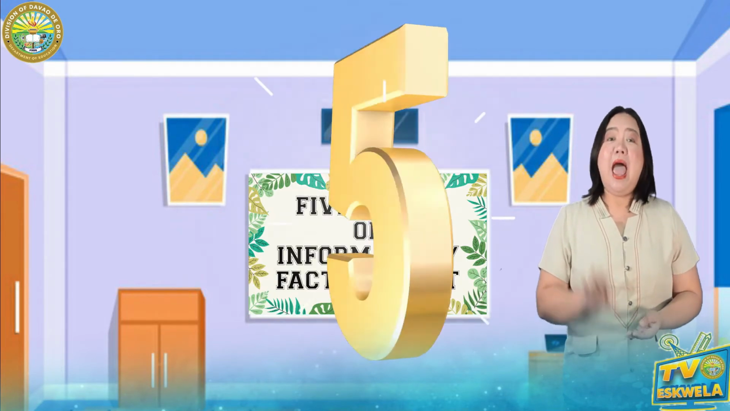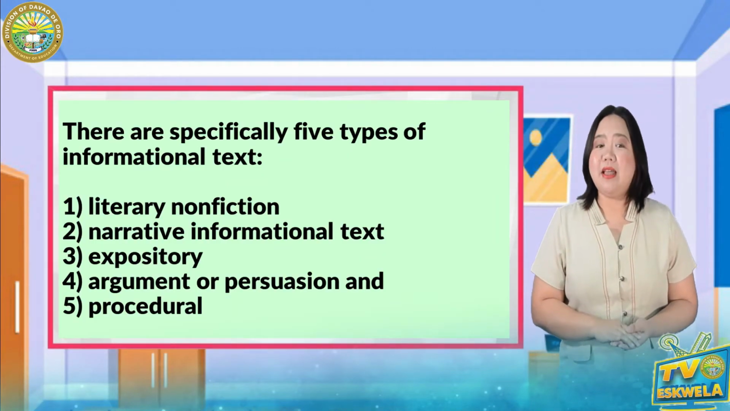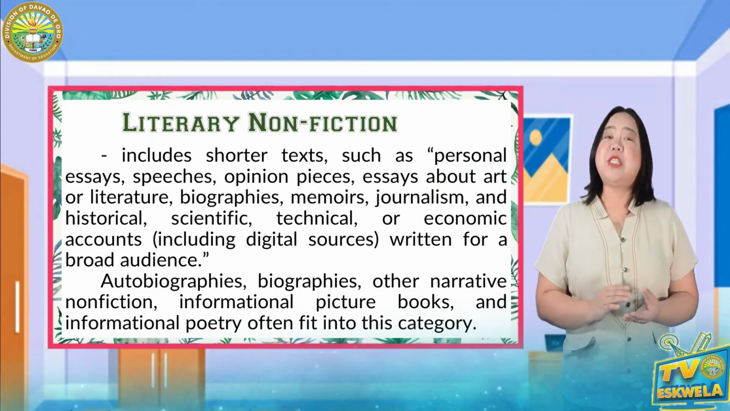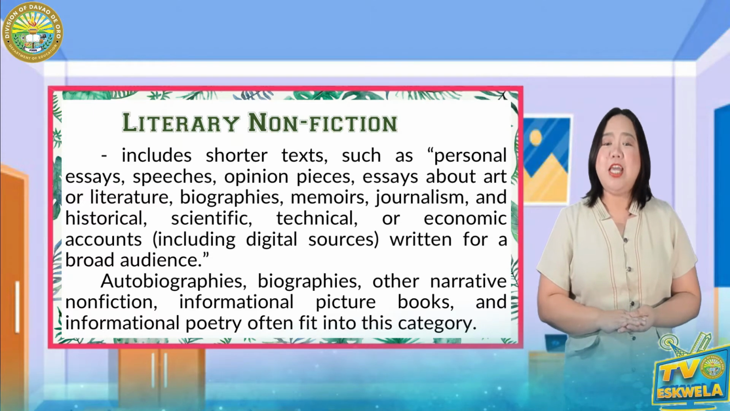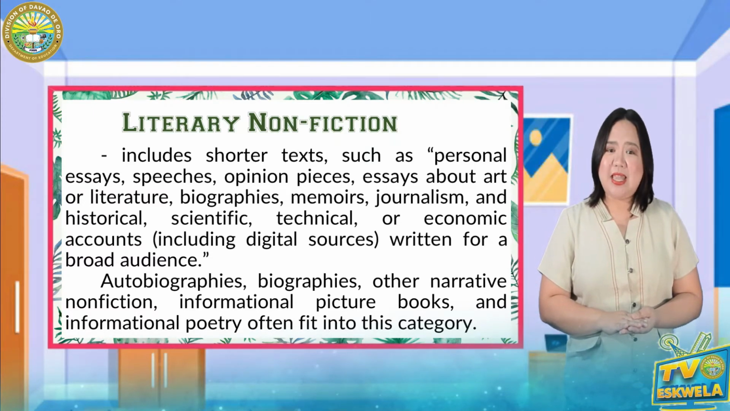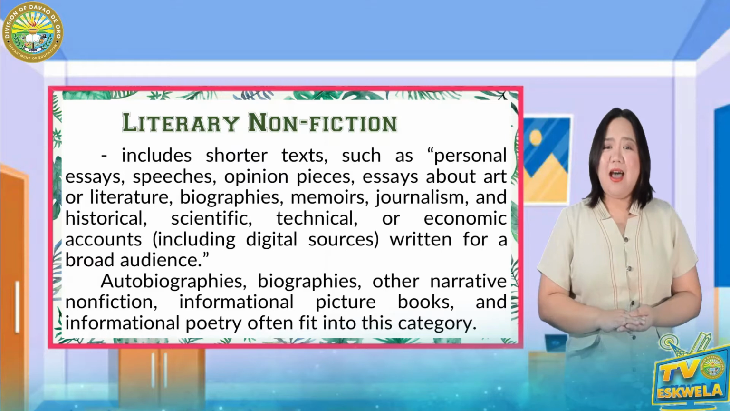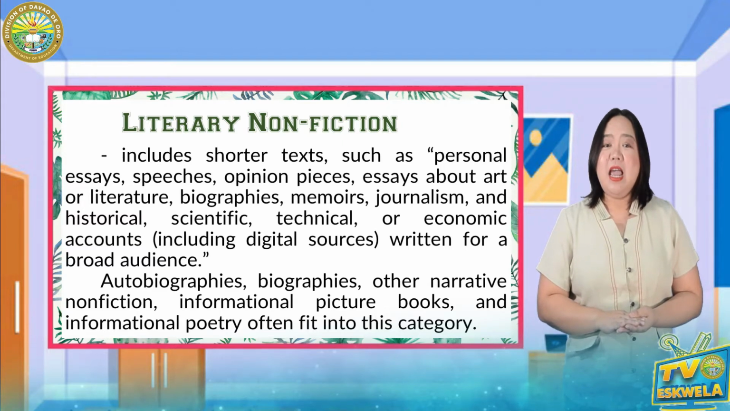There are specifically 5 types of informational text. 1 is literary non-fiction. It includes shorter text such as personal essays about art or literature, biographies, memoirs, journalism and historical, scientific, technical or economic accounts, including digital sources written for a broad audience, autobiographies, biographies, other narrative, nonfiction, informational picture books, and informational poetry often fit into this category.